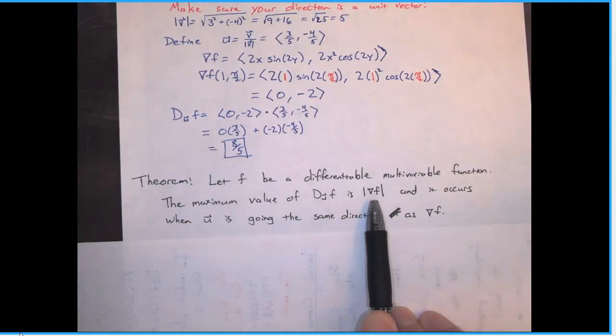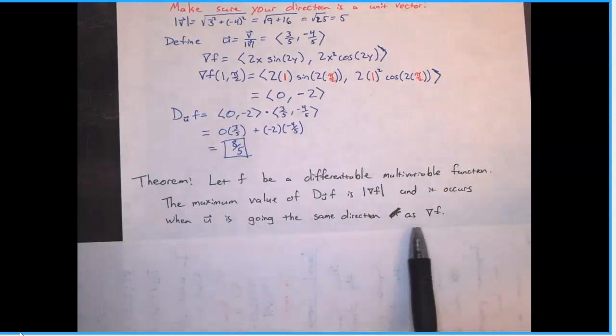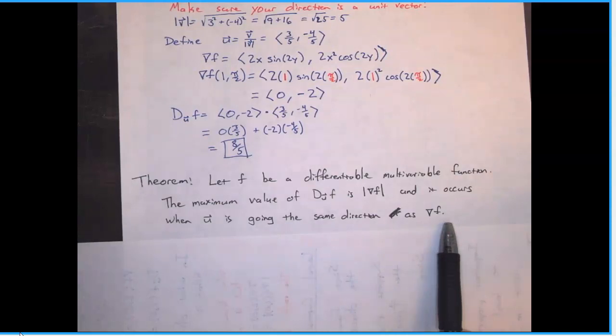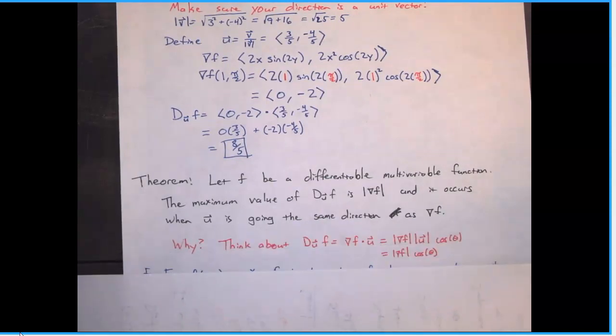And which direction do I need to go in order to get that maximum value of the directional derivative? I need to go when the direction vector is going the same direction as the gradient. Remember, the gradient's a vector. So I can find a unit vector going the same direction as the gradient. And that's going to give me the maximum value of my directional derivative. Now, why is this the case?